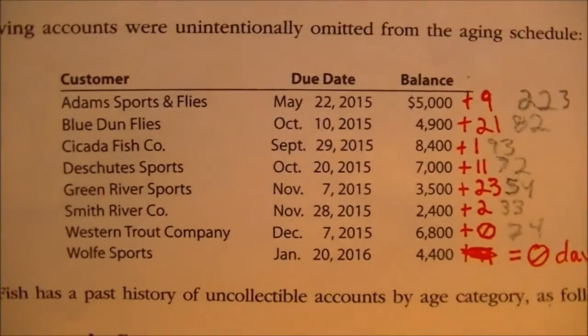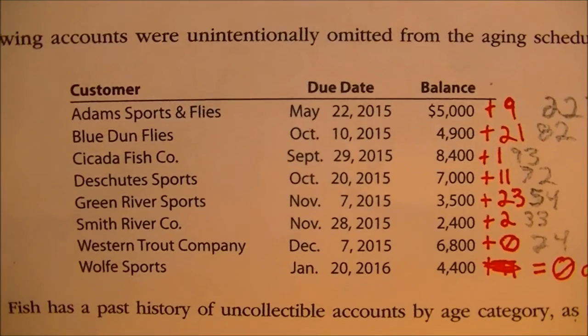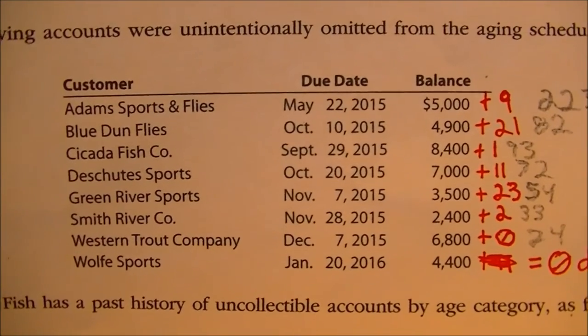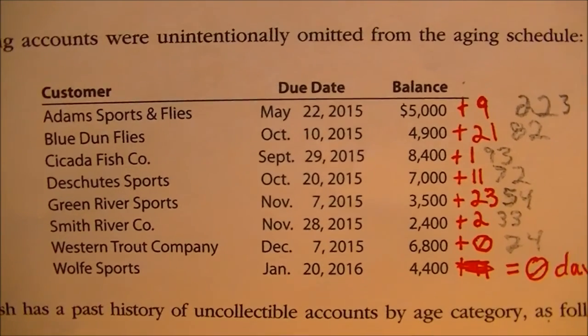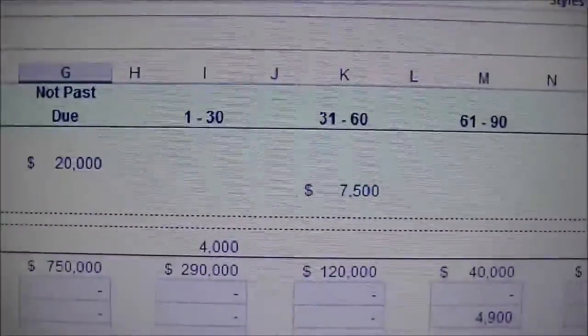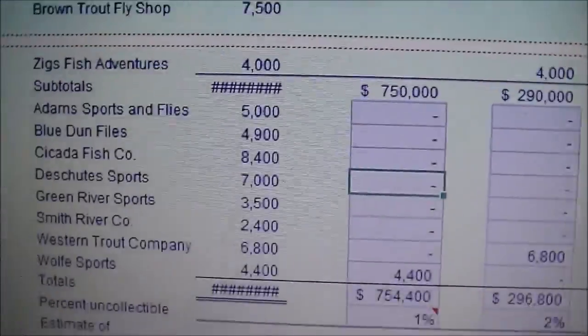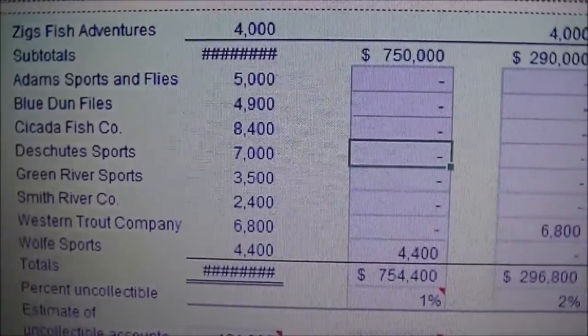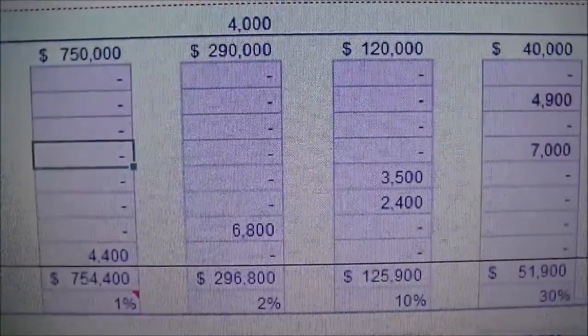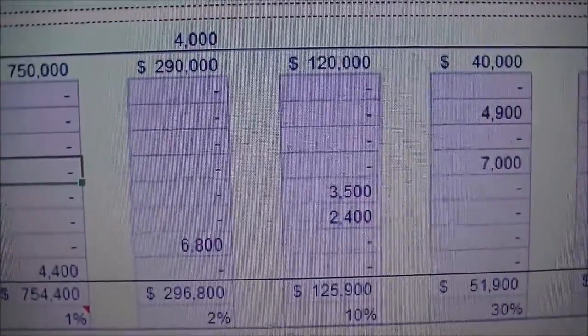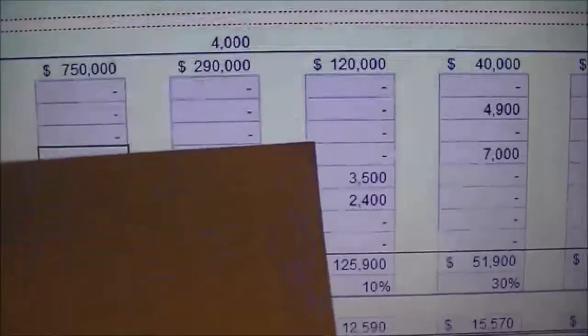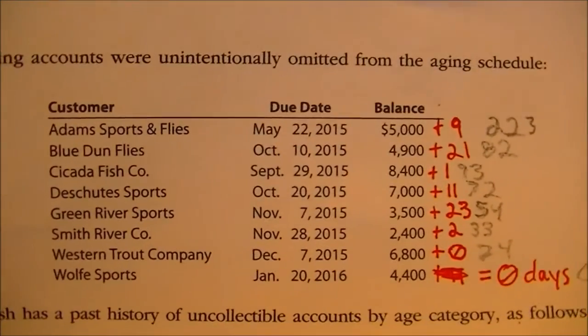Let's take another one here. How about Green River Sports, November 7th? They owed you $3,500 and they were 54 days late. So let's look up the top here. 54 days late is between 31 and 60. And Green River Sports, go over, move over, move over, and you can see 3,500. And you'll do that with all of your other customers here.